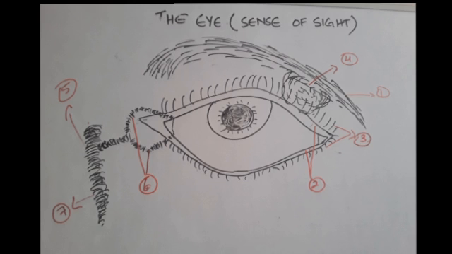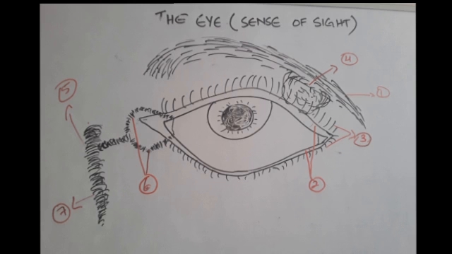So you can see the eyebrow, eyelid, eyelashes, and the tear glands. They are the accessory structures of the eye. So I have marked here 1, 2, 3. Number 1 is the eyebrow. Number 2 is the eyelids. Number 3, eyelashes. Number 4 is the tear glands or the lacrimal glands, same thing. Number 5 is the lacrimal sac. Number 6 is the lacrimal ducts.